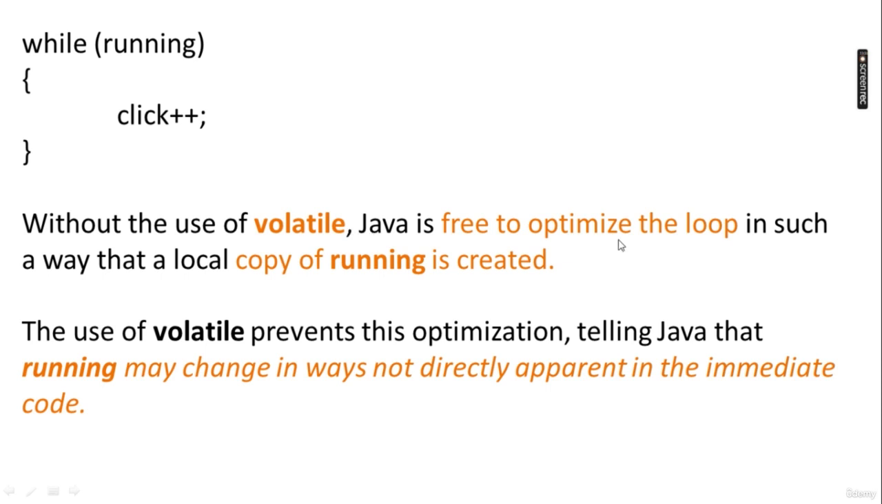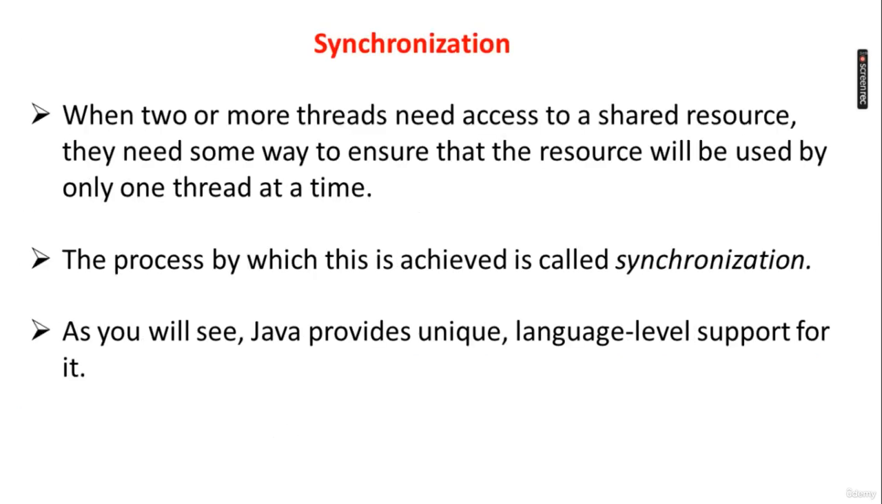Without the use of volatile, Java is free to optimize the loop in such a way that a local copy of running is created. Okay, so the copy will be local if running is not given the volatile keyword. The use of volatile prevents this optimization, telling Java that running may change in ways not directly apparent in the immediate code. Volatile tells the Java compiler that running may change, and it may be changing in different ways, and this will not be directly apparent in the immediate code.